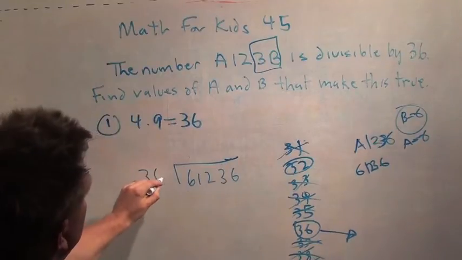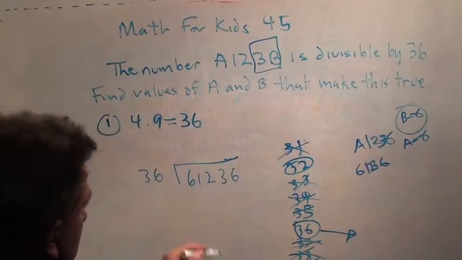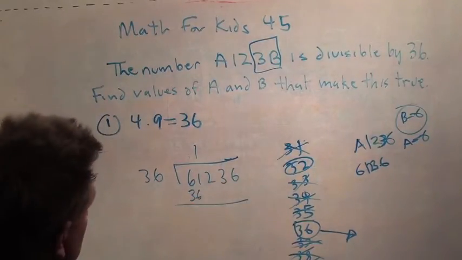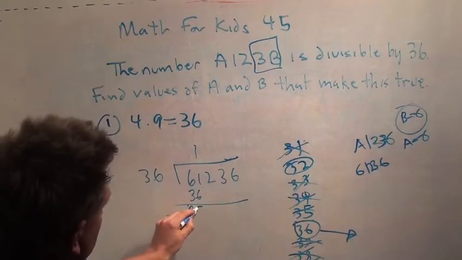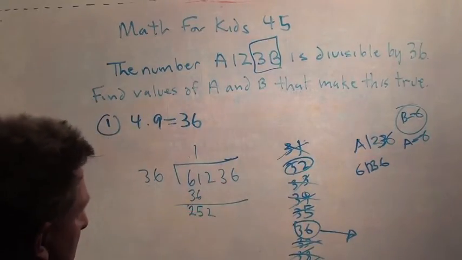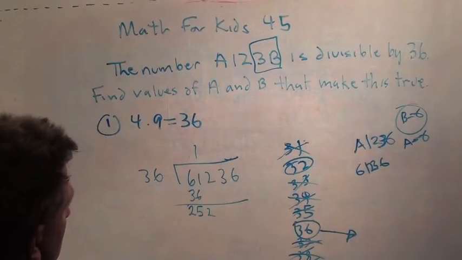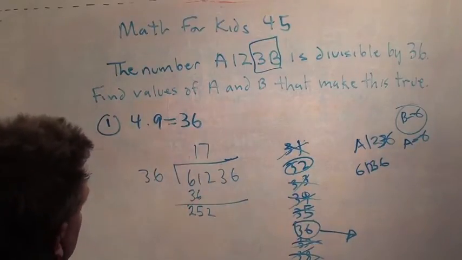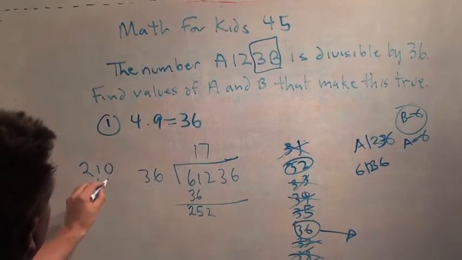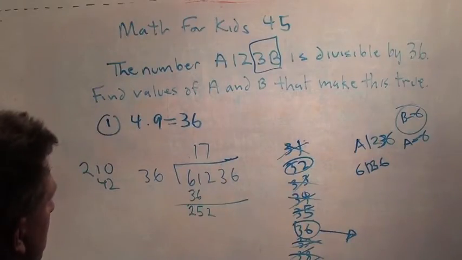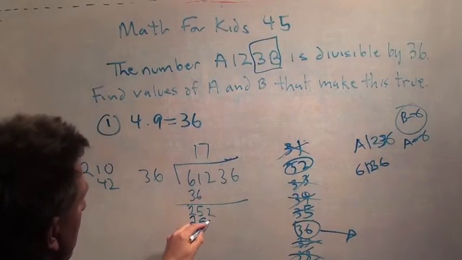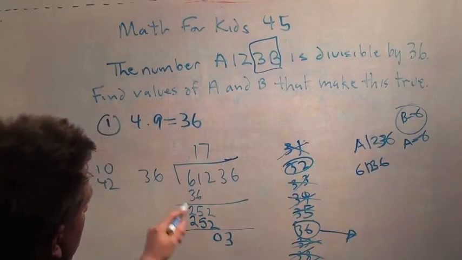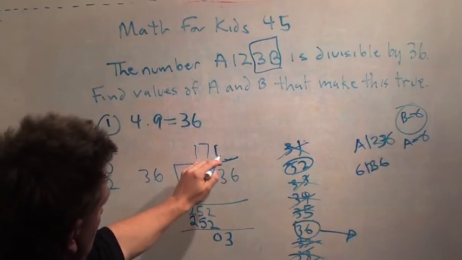61236 divided by 36. 36 into 61. It only goes into it once, so we've got to subtract 36. That's 25, so we're down to 252. Ooh boy, 252 divided by 36. Maybe 7? Well, 30 times 7 is 210 plus 42 is 252. Hey, how about that for a good piece of luck? So we get a 0 and a 3. So how many times does 36 go into 3? 0.